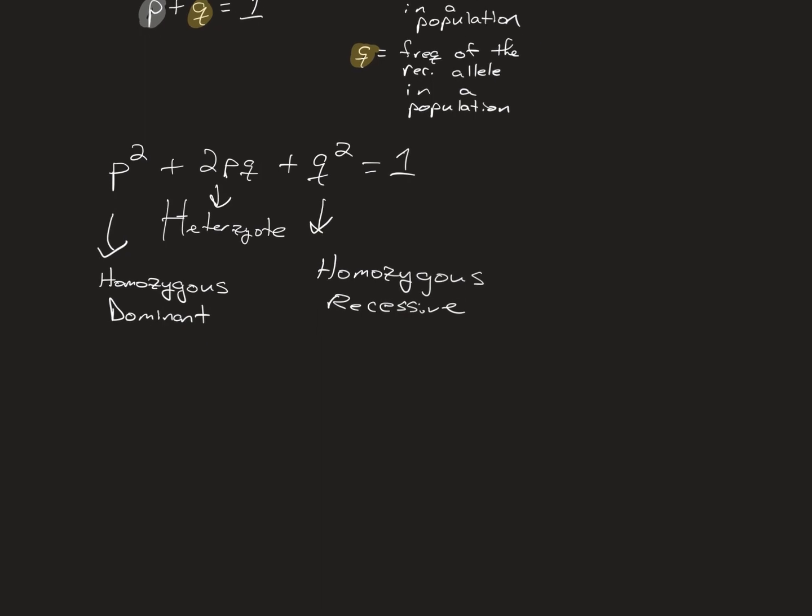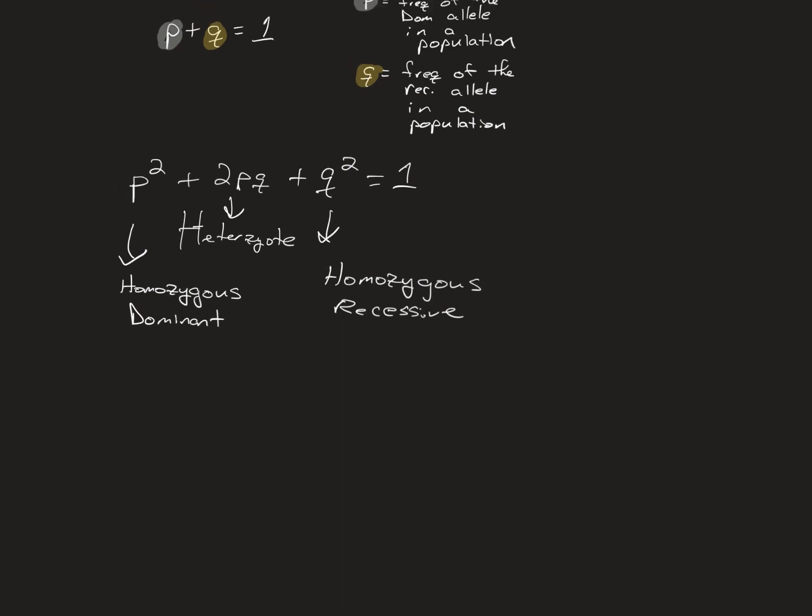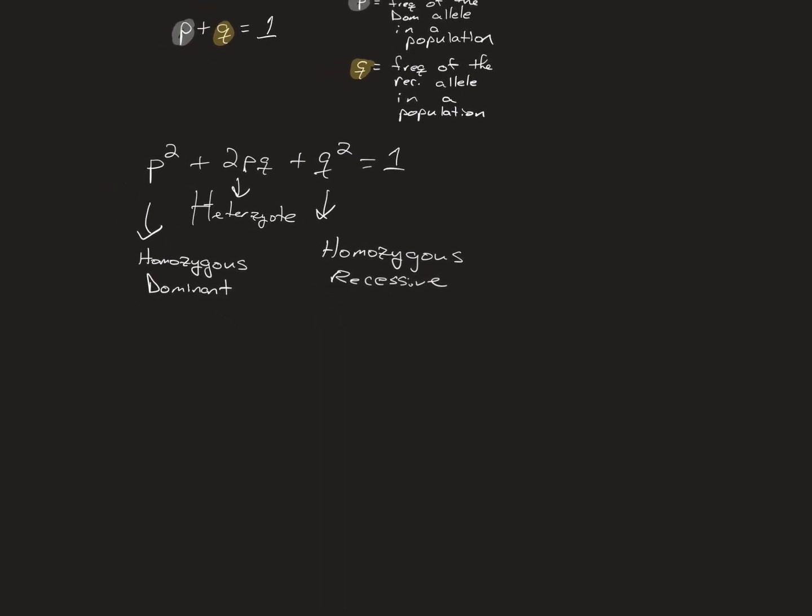All right, so again, intuitively this makes sense. If the frequency of the homozygous dominant plus the frequency of the heterozygous plus the frequency of the homozygous recessive should equal 100% or 1. I mean, again, what other choices do you have? So that makes sense. So why is it P squared? Well, let's think about it.